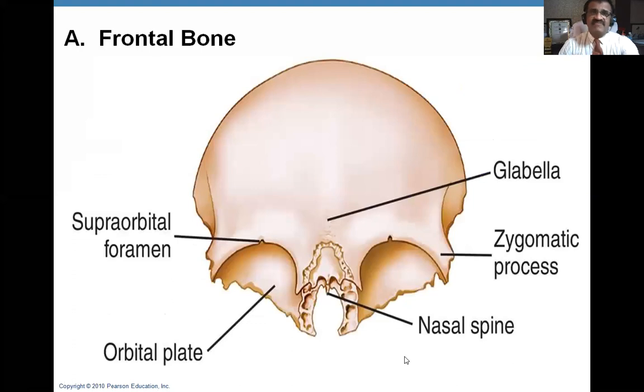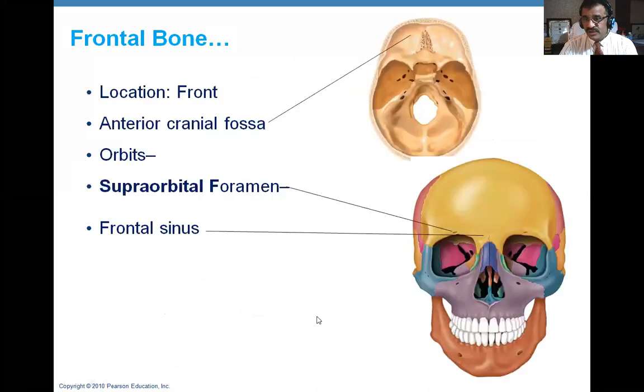Now let us study the frontal bone first. You look at the frontal bone, this separate frontal bone. This is the glabella, this is the supraorbital foramina, the orbital plate. Some part of the orbit is formed by the frontal bone. You can see the nasal spine here. You can see the zygomatic process. This zygomatic process is going towards the zygoma, so this is called the zygomatic process of the frontal bone. Likewise, you have to remember all these things.